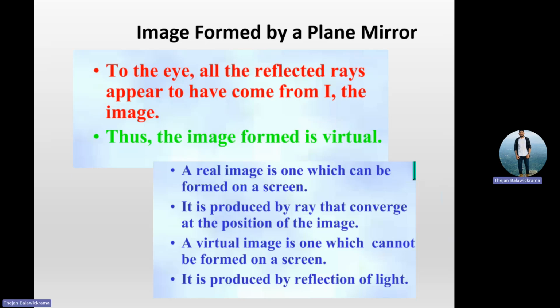The real image is the one which can be formed on a screen, that is, it is produced by the rays that converge at the position of the image. A virtual image is the one which cannot be formed on a screen, so it is produced by reflection of light.